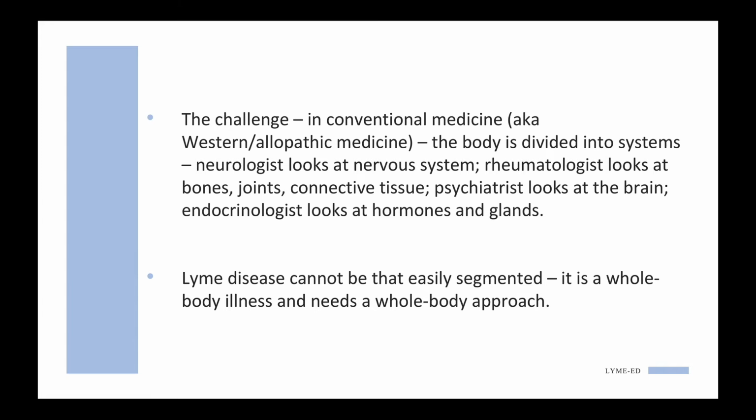One of the challenges I feel is in more conventional medicine or Western medicine, the body is divided into systems. So we have a neurologist who's looking at the nervous system. We have a rheumatologist that's looking at bones and joints and connective tissue. The psychiatrist looking at the brain. The endocrinologist looking at hormones and glands. And the problem with Lyme disease is it can't be that easily segmented. It's a whole body illness and needs a whole body approach.